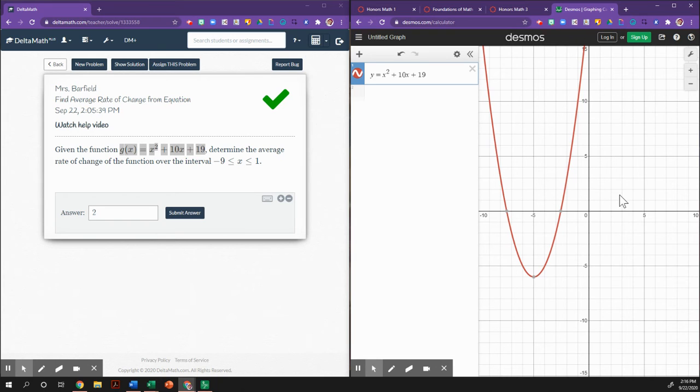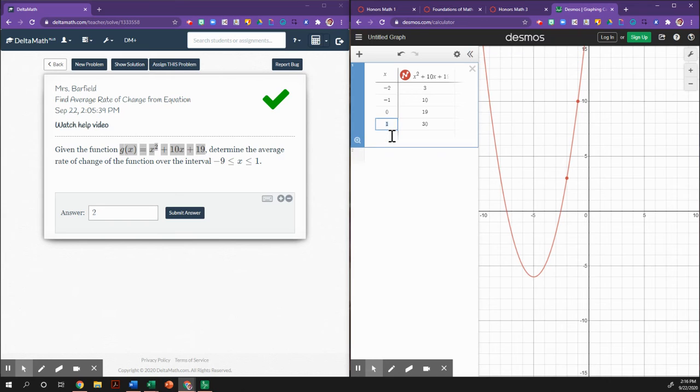So here's the picture of my graph. Great. Okay, I have what's called a parabola. But here's where I'm going to use my calculator. I'm going to go right here to this wheel and click on it, and then I'm going to switch to a table. So now it's taken my function and converted it to a table.